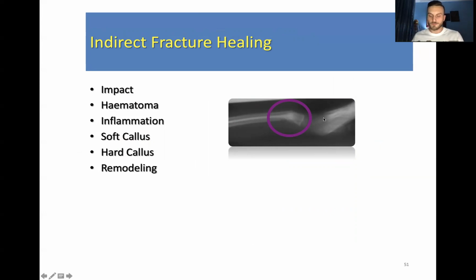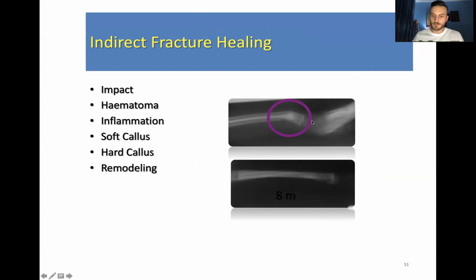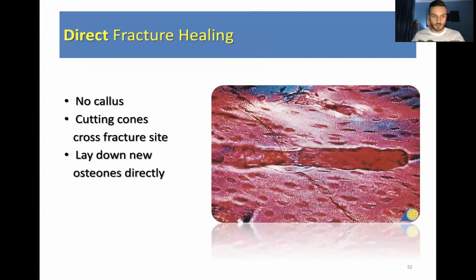This is a picture of a distal radius fracture in a kid, and after 8 months, look at the X-ray, only by remodeling this happened. So we're done with the indirect, the secondary bone healing, callus formation. Let's go for the first one.